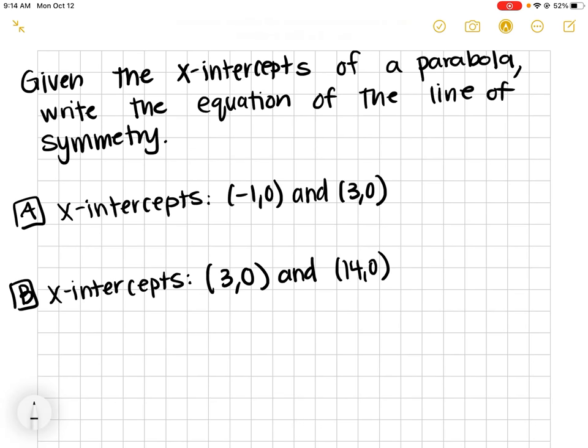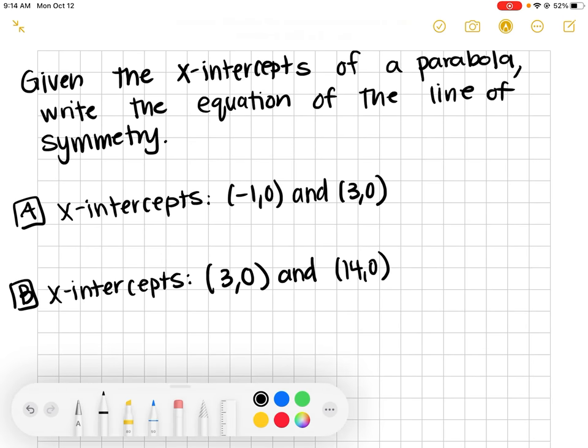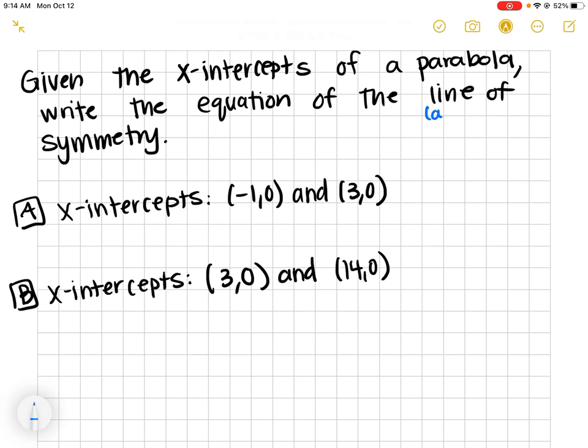Okay, so for some help with these ones, let's take a look. So we're trying to find, in this case, the equation for the line of symmetry, right? That's also called the axis of symmetry, given two x-intercepts. So that's where it crosses the x-axis. So let's just draw a little picture for this first one. I'll show you kind of what's going on.